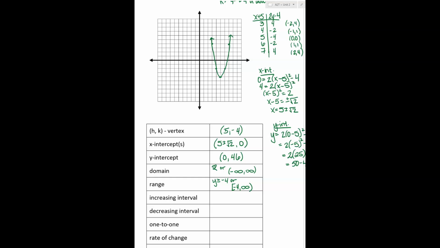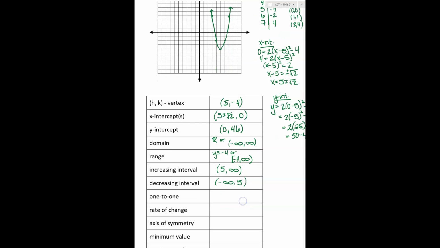Increasing versus decreasing. Well, our graph opens up. It goes from left to right. It starts decreasing first. So using our x values, we're going to say from -infinity to 5 is when it decreases. And then at 5, it switches to increasing. We use the x values to talk about whether our y values are increasing or decreasing. Is it 1 to 1? Yes. The rate of change varies.